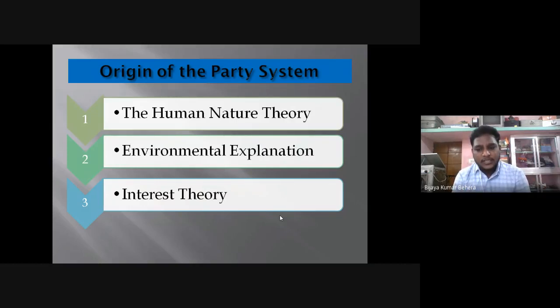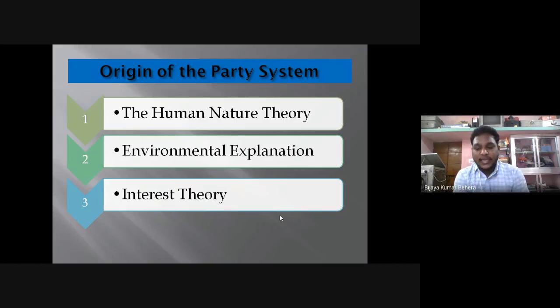Under this category, the human nature theory gives three kinds of explanation for the origin of the party system. First is the scholar Henry Maine, who argues that human beings form parties to give organized expression to their combative interests. Human beings form political parties to organize the expression of their own views.